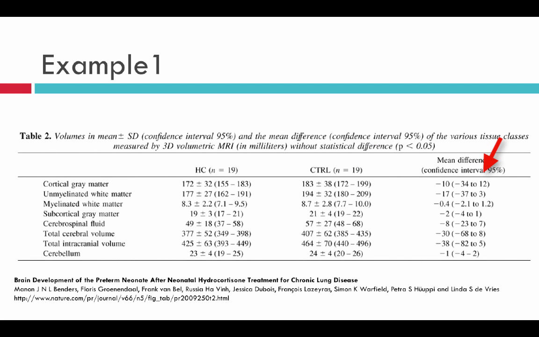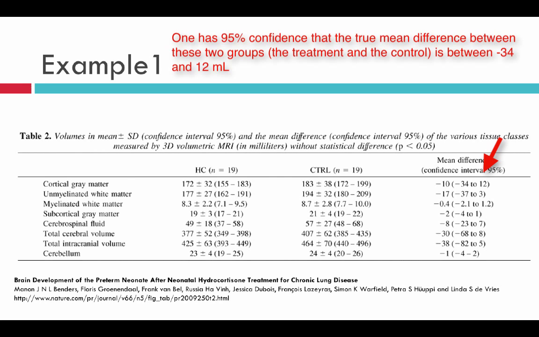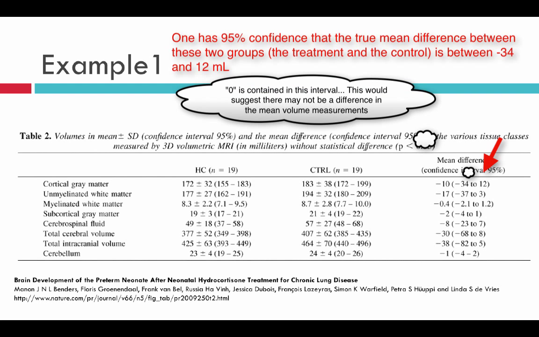Finally, in the last column here, we have a statistic that we haven't seen yet, and that is the mean difference. This is a confidence interval describing the mean difference between these two groups. So we could say one has 95% confidence that the true mean difference between these two groups is between negative 34 milliliters and 12 milliliters. Mean difference is important because we can see that this interval contains 0, which might suggest that if the mean difference is 0, there truly is no difference between these two groups.